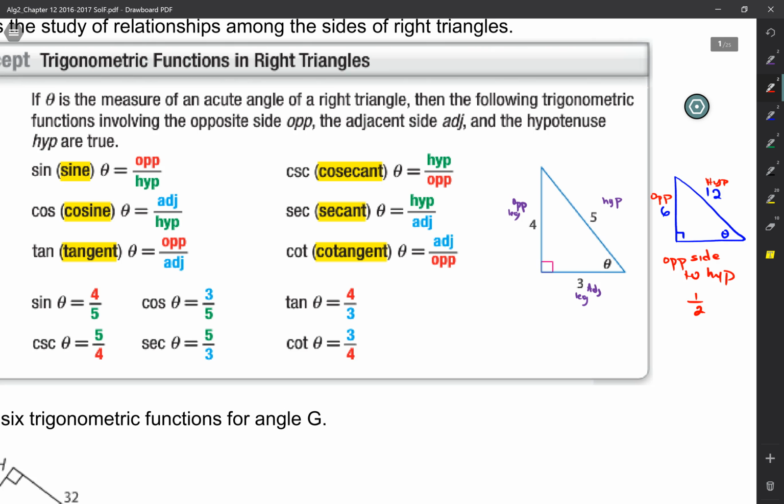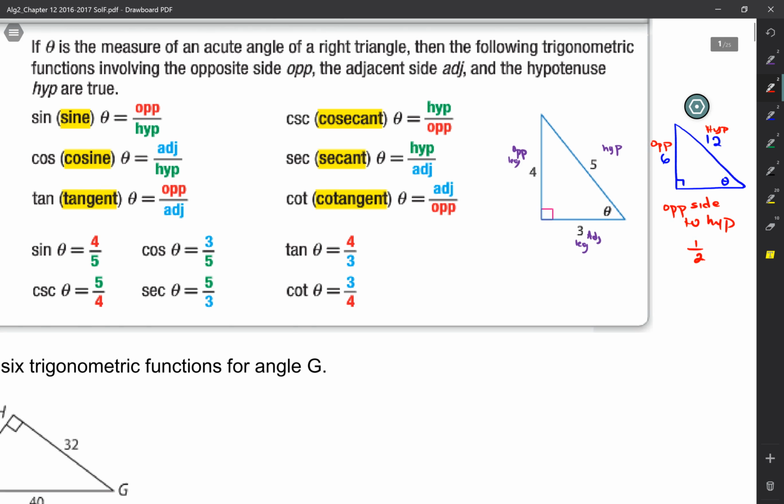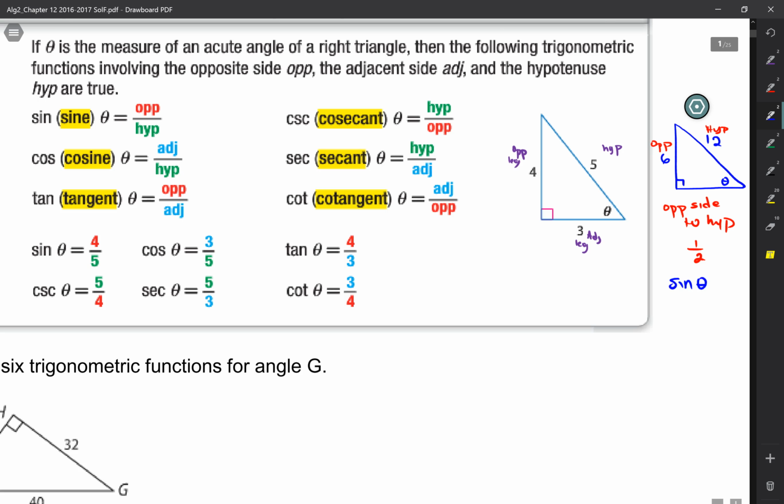I wish there was a code word. So instead of every time I have to say, let's find the ratio of the opposite side of theta to the hypotenuse, I wish that there would be a shorter code word for that. Sine. Okay, so it turns out there is. So sine of theta is just a comparison of two sides of a triangle. And specifically, which two sides? The opposite over the hypotenuse.